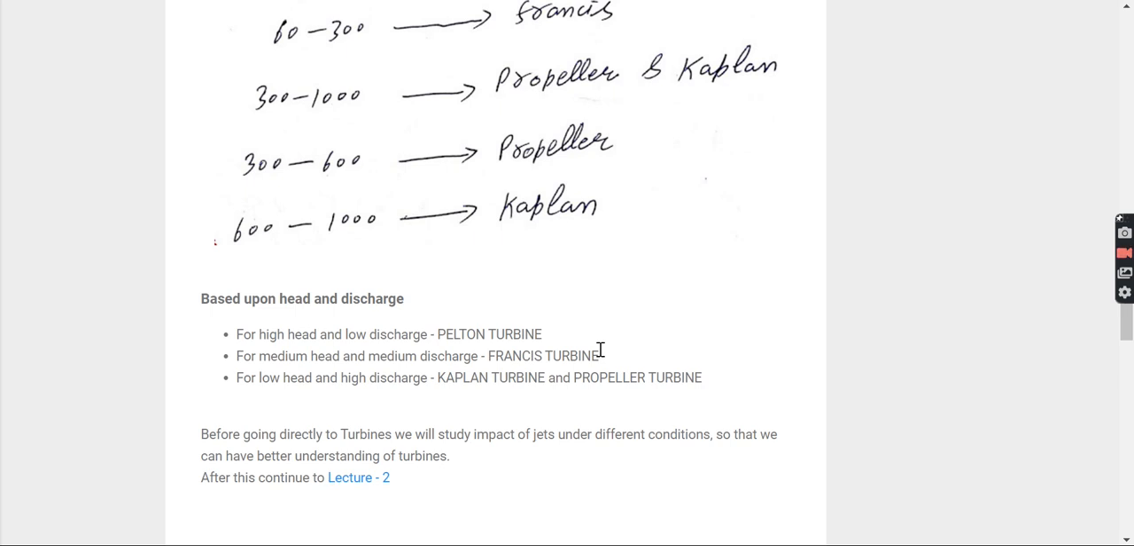Now last but not least, classification based upon head and discharge. If we have high head available but discharge is low, then a Pelton turbine is suitable for that purpose. Our Pelton turbine will give good efficiency for high head and low discharge. If our head is medium and discharge is also medium, then a Francis turbine is perfect for that condition. For low head and high discharge, we use Kaplan and propeller turbines.